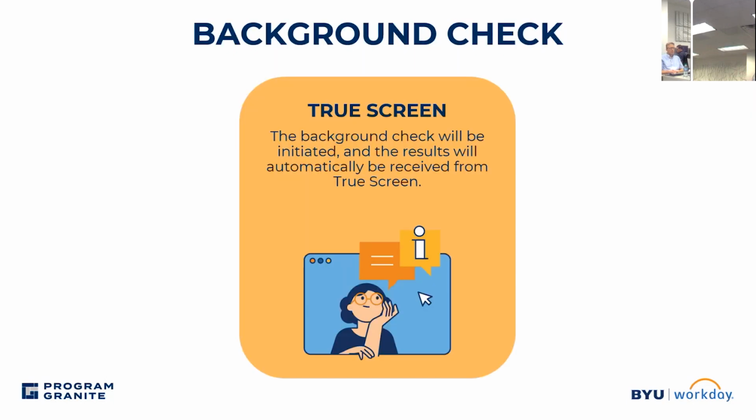They're happening automatically. With the background check, this is going to be done through TrueScreen. The background check will be initiated and the results will automatically be received in the background. So that one will kick off automatically. It will pre-fill with basic information and go out to TrueScreen. The candidate will still get an email from TrueScreen like they do today, and then that will kick off.